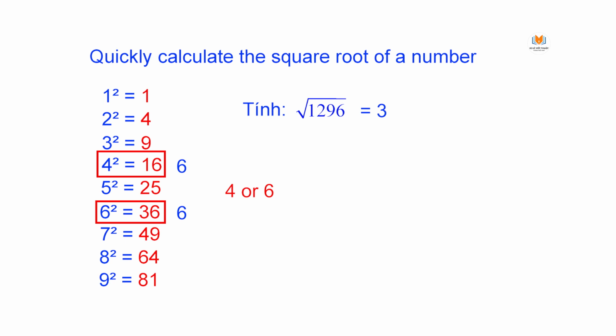To solve this problem, we have the first digit 3, and we multiply 3 by the next number, that is, 4, and the result is 12. We see 12 is equal to 12. Note, 12 is in 1296. So we take the larger number, that is, 6. So the square root of 1296 is 36.